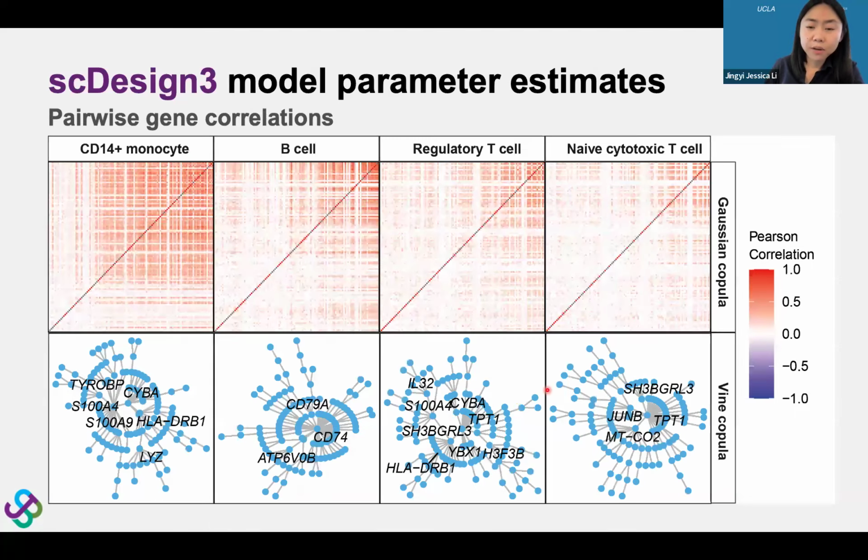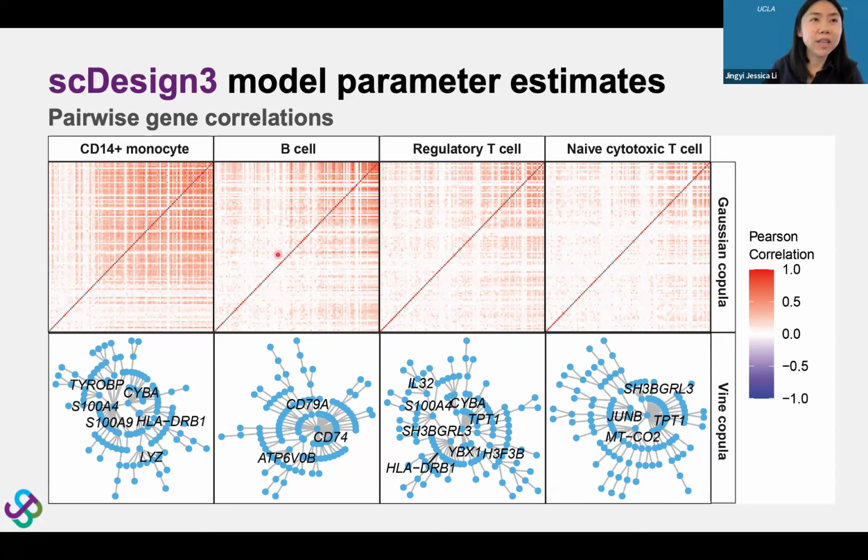Finally, the Gaussian copula and its constraint version Vine copula can give us some useful information about pairwise gene correlations. So we have 4 cell types, and we can look at their Gaussian copula. This is just the sample correlation matrix we use to estimate the correlation from the data. And this is the corresponding Vine for the constraint, for the regularization. What we want to see here is, if you look at the 2 T cell subtypes, their correlation structure is actually more similar to each other than to the other more different cell types.